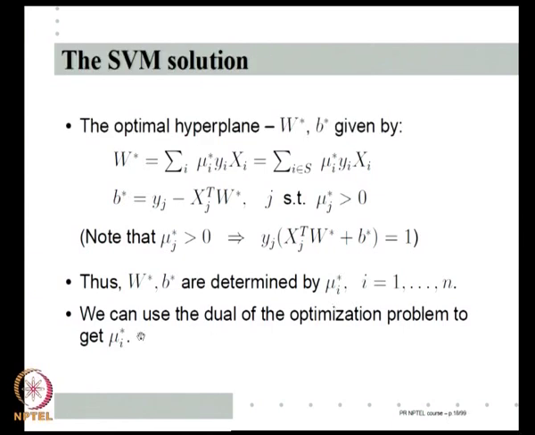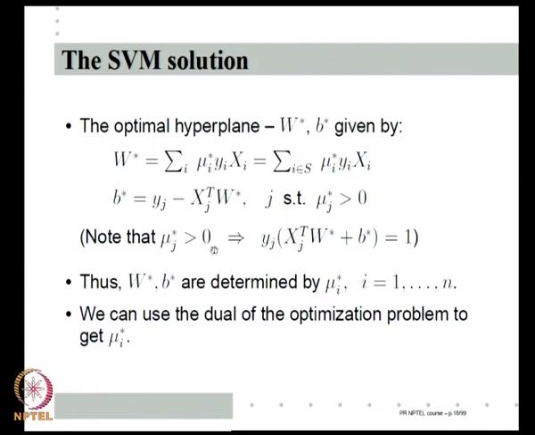So, let us sum up the SVM solution. The optimal hyperplane is defined to be one that maximizes the separation, a separating hyperplane which has the maximum separation. The optimal hyperplane is given by W star transpose x plus b is equal to 0. Then the W star and b star are given by this. W star is summation over i mu i star y i x i, and b star, how do I know b star? From the complementary slackness.